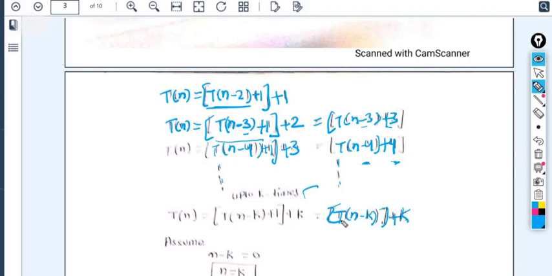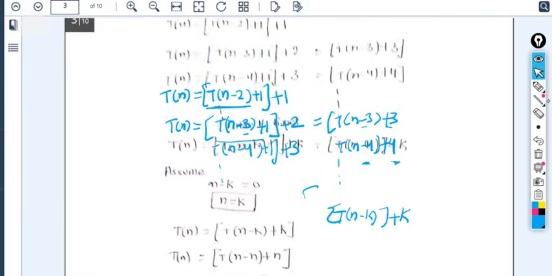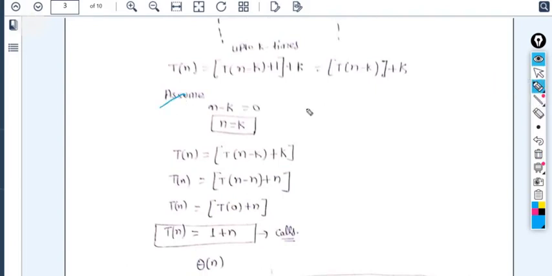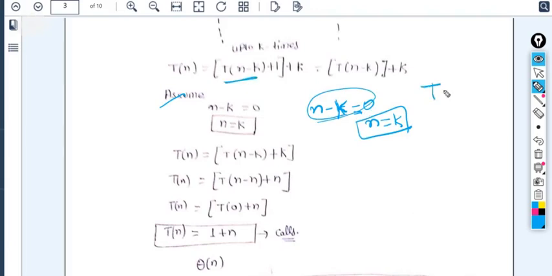Let's assume it will be over when n minus k becomes equal to 0, because at this value our functionality will stop according to the condition. So from here we can write n equals k. Why have we taken n minus k equals 0? Because we get T(n-k), and at T(0) we have the terminating condition as 1. That's why we assumed n minus k is equal to 0 and n equals k.